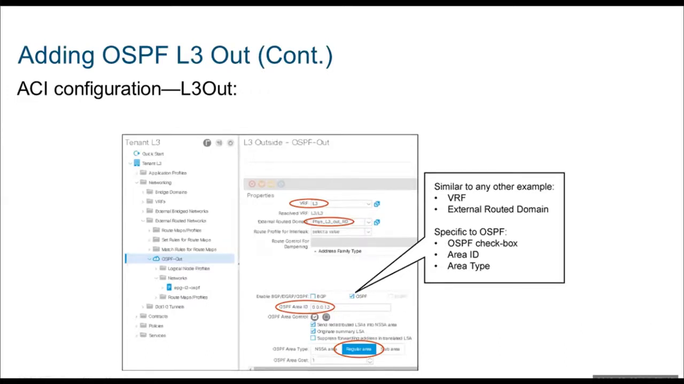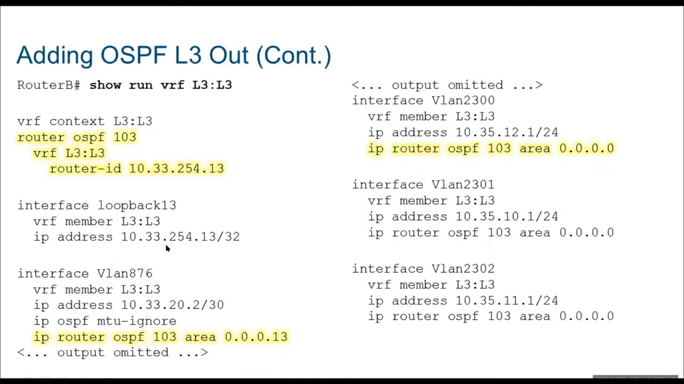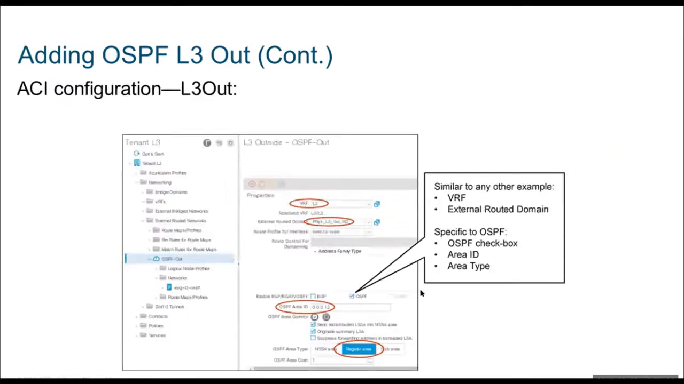Also, make sure you have the right interface type. In this case, we're using SVIs for our OSPF. You see that? They're all SVIs. So on this configuration, make sure I have the right encapsulation configured for those SVIs. Something else you've got to match carefully.